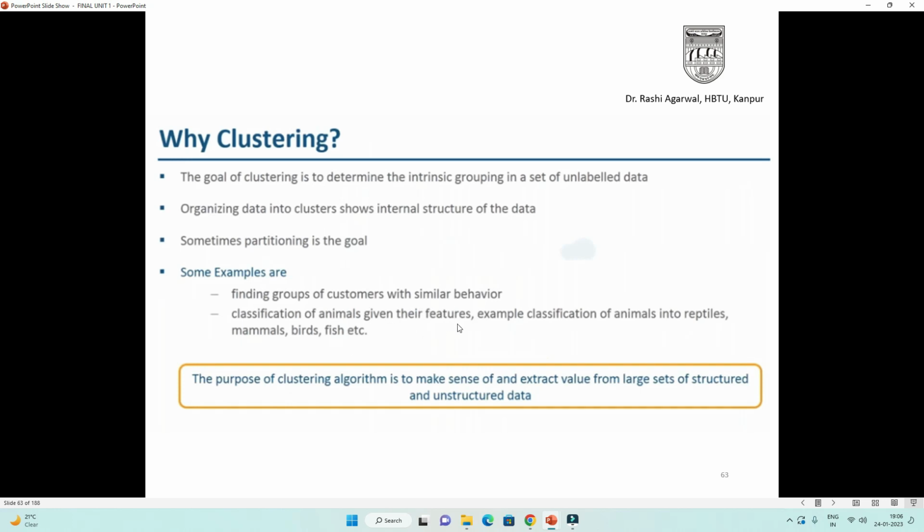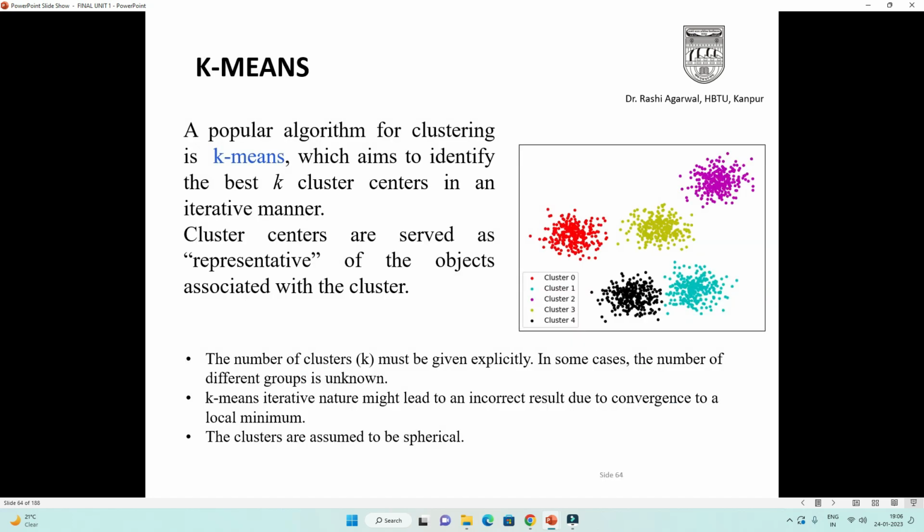So with a beak, you say that these are birds. Then reptiles, mammals, birds, fishes. So they could be classified based on the features of the animals. The simplest is k-means, where I know the number of clusters I have to form.